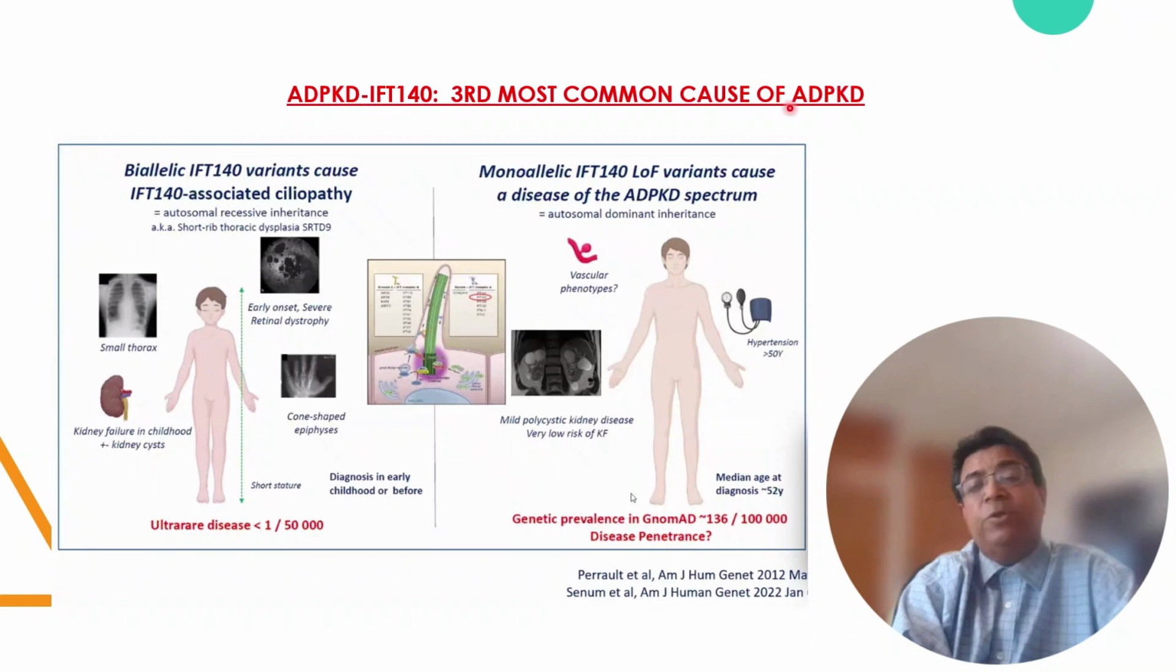IFT140 is the third most common cause of ADPKD. And biallelic is very bad. It's diagnosed in early childhood, and kidney failure occurs in childhood. But if it is diagnosed in adulthood, it's most likely monoallelic. Monoallelic means that you have two alleles, but for some reason, one allele is not expressed. So basically, only one allele is expressed, and that allele is producing an abnormal protein, which leads to the cystic disease. And in this particular case, the ADPKD is milder, and the median age of diagnosis is about 52 years.